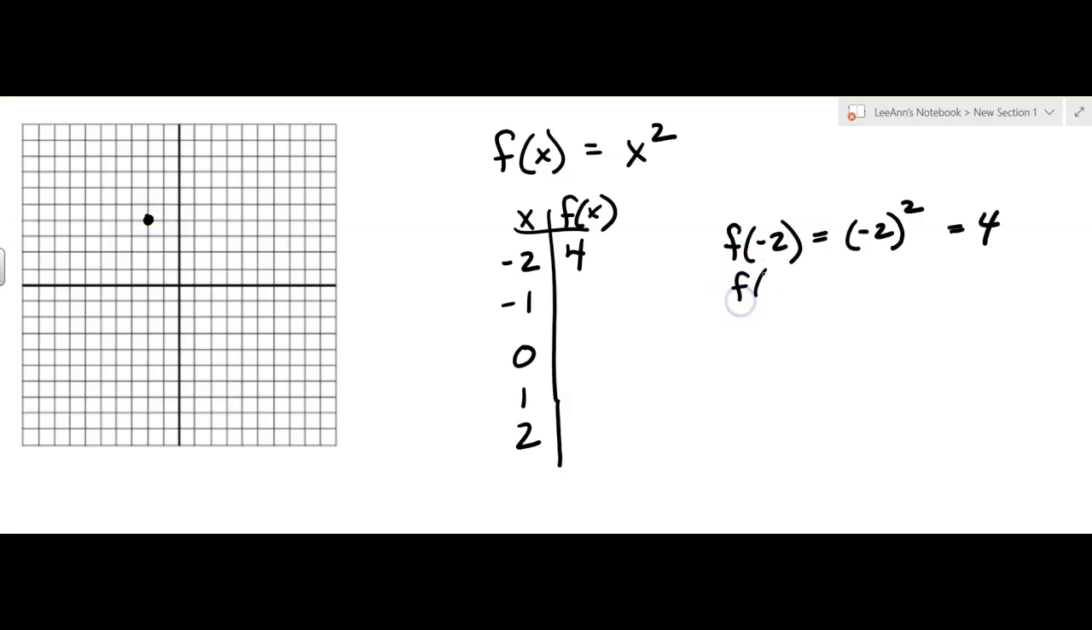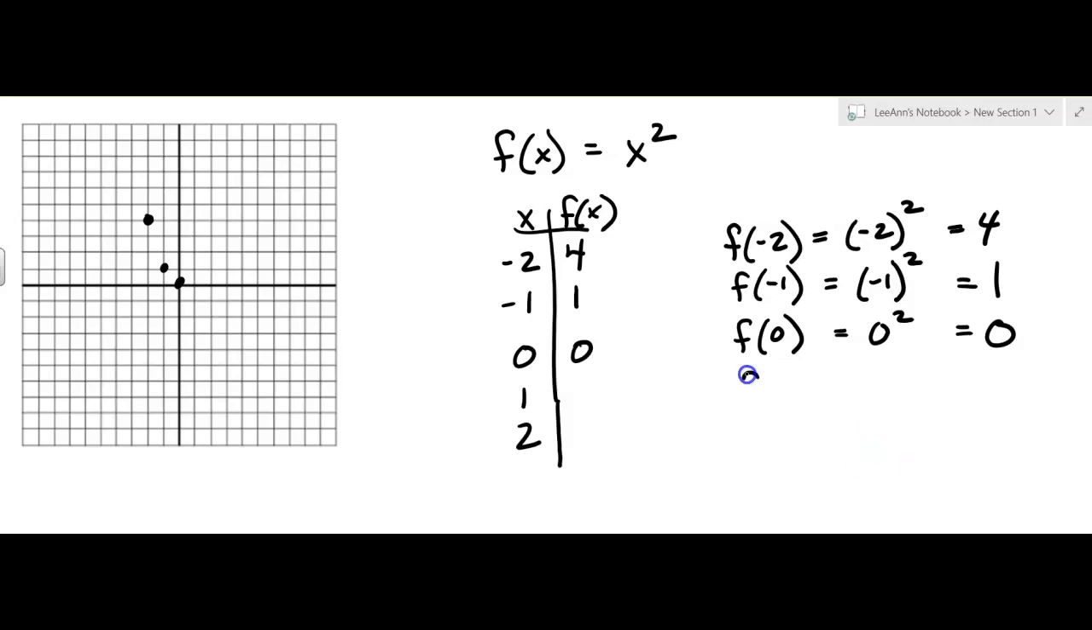Now if I want to find f of -1, I'm going to square -1, and I get 1. So now I have this ordered pair, -1, 1, and it's that point right there. If I plug in 0, 0 squared is 0, and so I get the point 0, 0, which is right there. If I plug in 1 for x, I get 1 squared, which is 1. So I get the point 1, 1, which is right there.